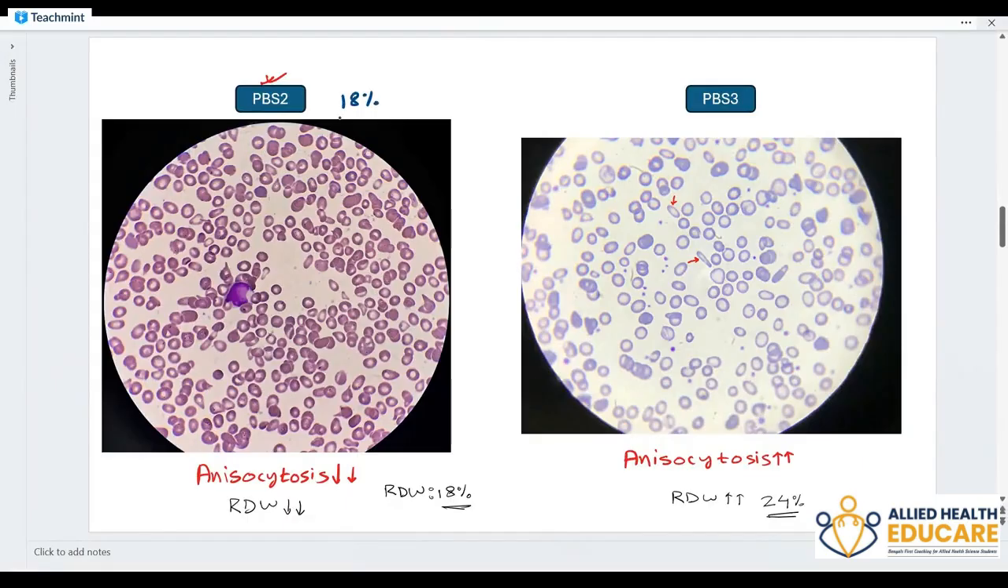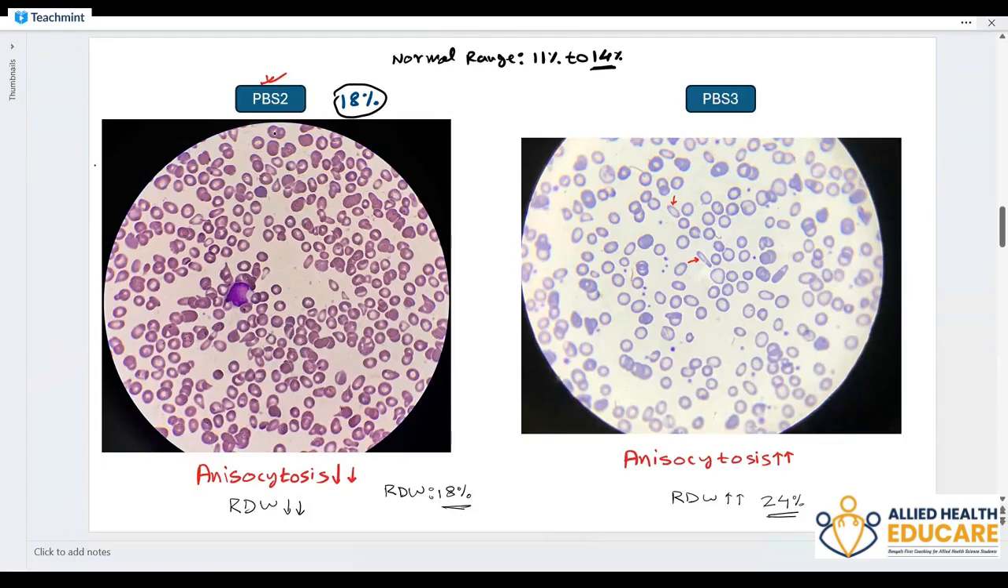18%. What is the normal range of RDW? The normal range of RDW lies between 11% to 14%. If the RDW value goes beyond 14%, then it is called abnormal. So here in PBS2, the RDW value is 18%.